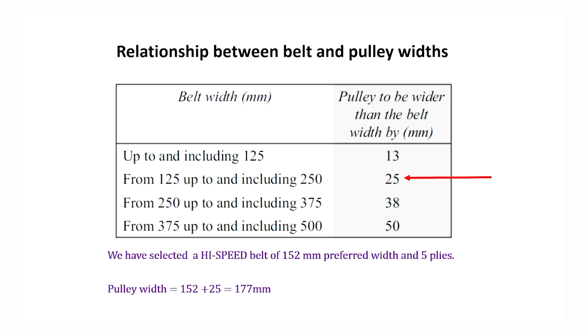Now, the relationship between belt and pulley widths. This table provides us with belt widths from 125 up to and including 250, for which the pulley is to be wider than the belt width by 25 mm. Our belt width is 152, which lies in this range, and so the pulley width should be 25 more than the belt width. The pulley width is obtained as 152 plus 25, so 177 mm.